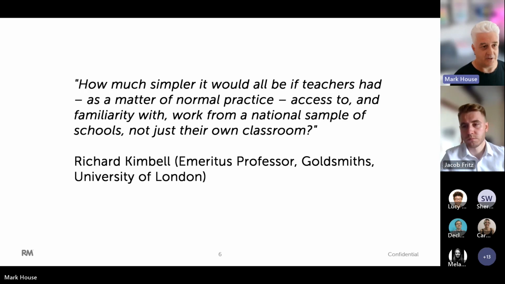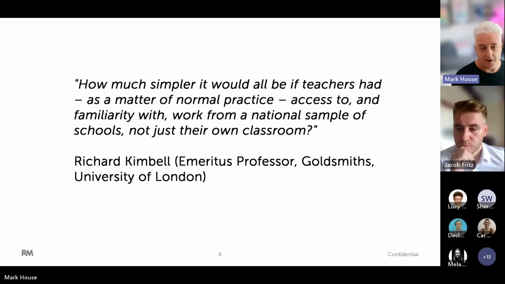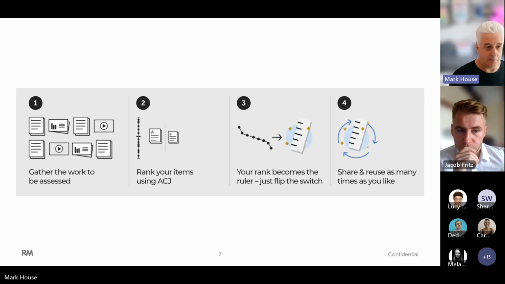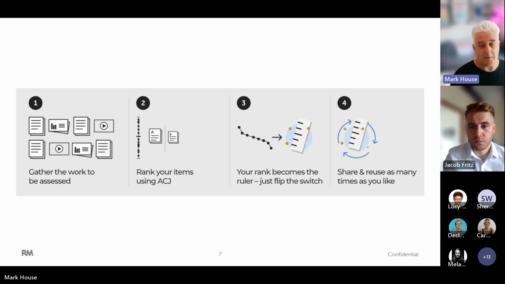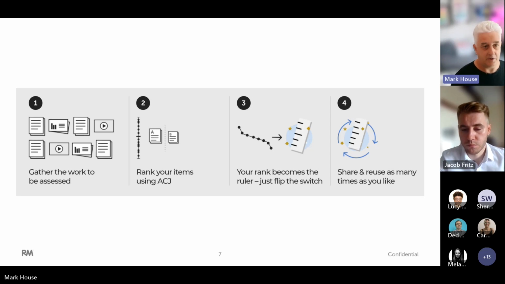And I think, Jacob, that you would agree that that would be helpful. Absolutely. Yeah. So what we've done is we've taken a look at this and we've said, well, if we could use what we have at the moment, which is adaptive comparative judgment, which takes items and puts them into a rank, what we want to be able to do is flip that rank into a ruler so that people like Jacob can then put their items against it and use it whenever they want. And that's the principle that we're doing here.